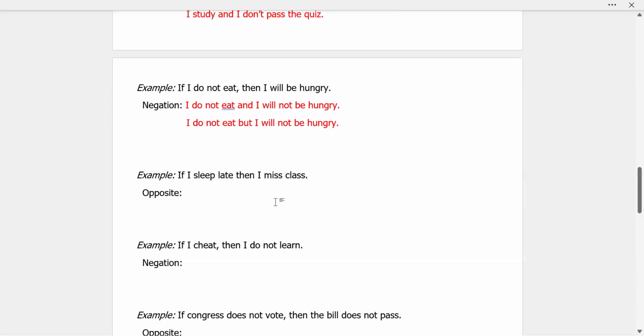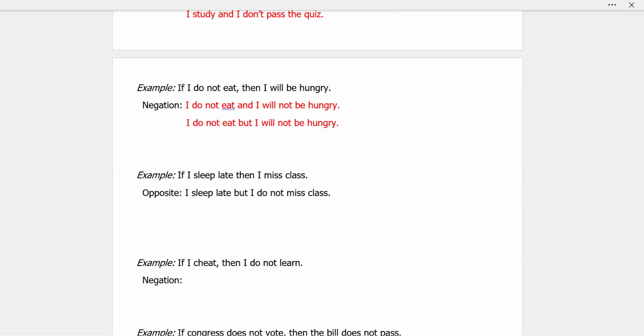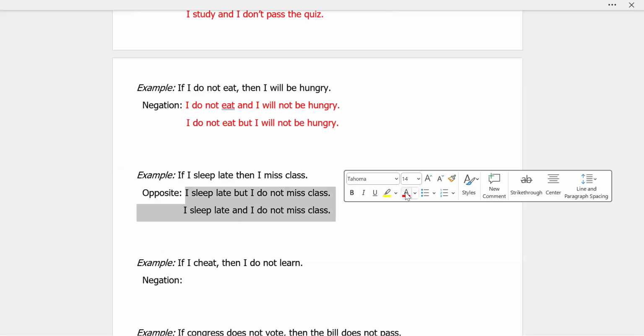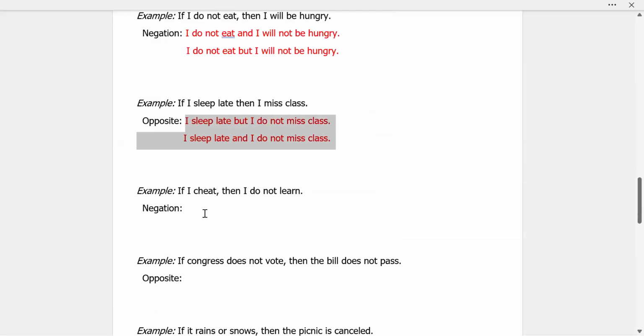If I sleep late, then I miss class. So I sleep late, but I do not miss class. Again, the hypothesis stays the same. I sleep late, and I do not miss class. You might use the word but because you are a little surprised that even though you overslept, you didn't miss class.